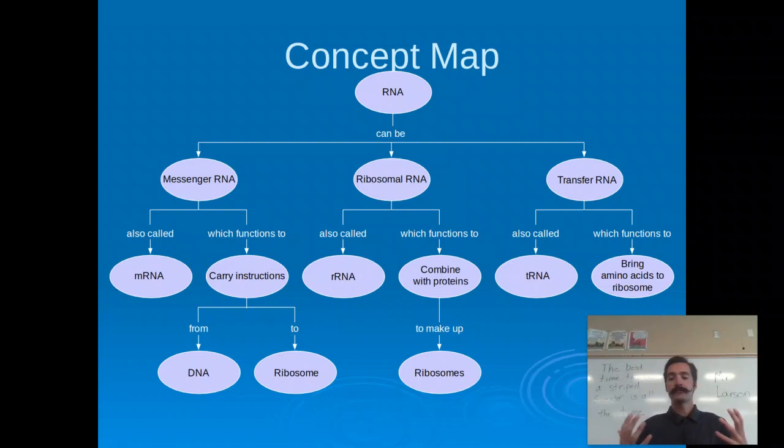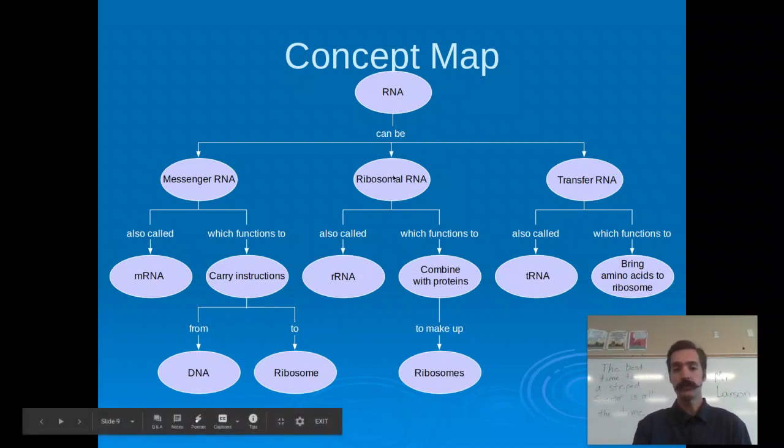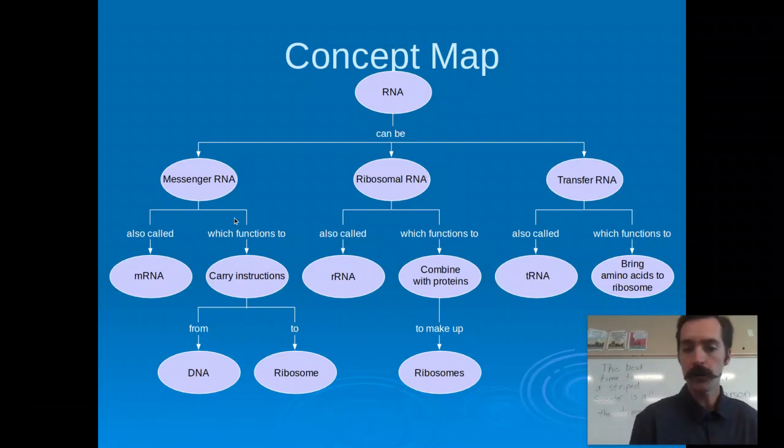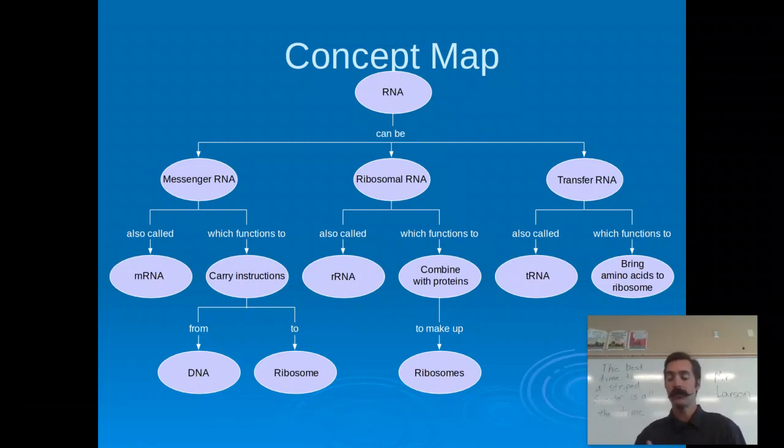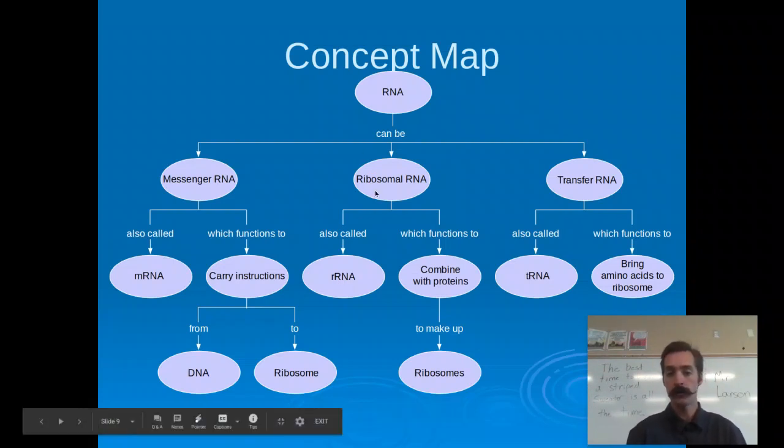This is a concept map just showing what RNA basically does. It can be one of three things: messenger RNA, ribosomal RNA, or transfer RNA. Let's look at messenger RNA first. It's also called mRNA. Basically, it carries instructions from the DNA to the ribosome. We've talked about the ribosome in our cell digital lesson. Ribosomes create proteins. So the messenger RNA carries the instructions from the DNA and brings them over to the ribosome.